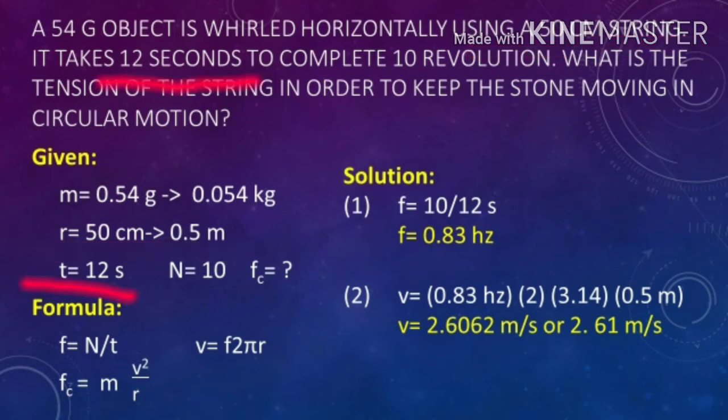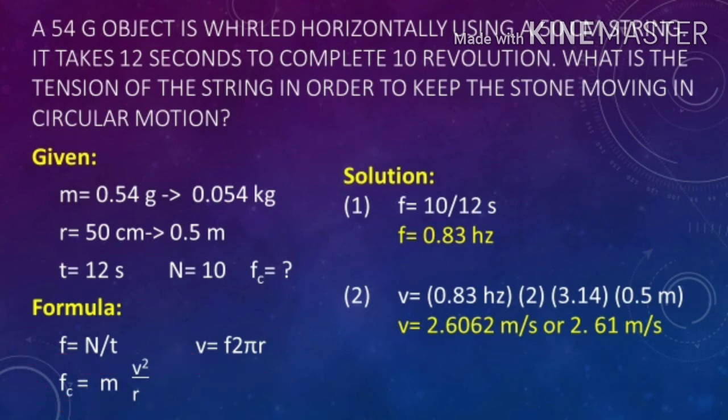12 seconds is your time. 10 revolutions is your N. The missing or what is being asked to solve is the tension of the string or centripetal force. Since tension or centripetal force is missing, use the formula for tension, which is F is equal to m times v squared divided by r. You cannot solve for the tension if you don't have frequency of revolution and tangential speed. Therefore you need also to solve for it. You will have to solve for three equations: frequency of revolution, tangential speed, and centripetal force.